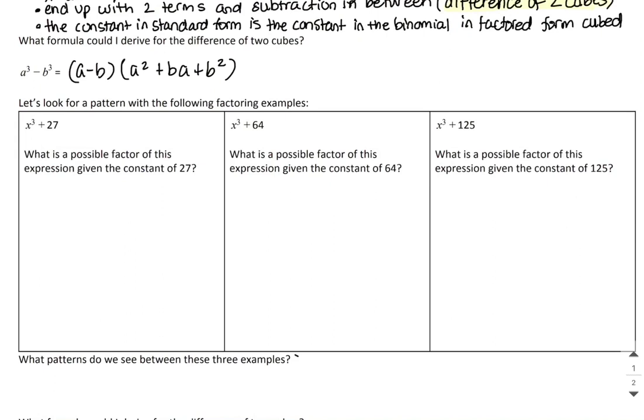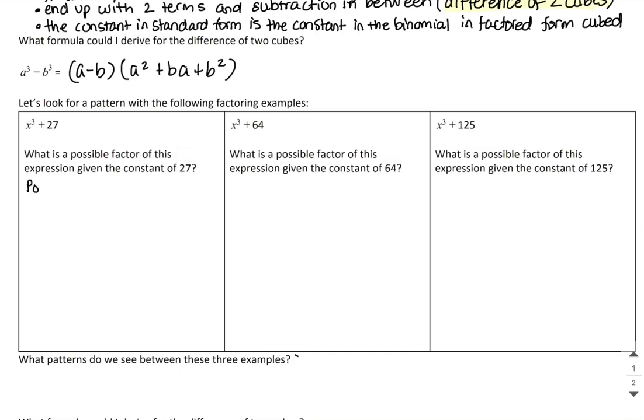The examples we just looked at were the difference of two cubes. Now I want to look at these three examples, which are the sum of two cubes. I'm going to try to factor these things based on the constants that I see in them. What are possible factors I want to think about? For the first one here, x cubed plus 27, I want to think about what's a possible factor of this expression given the constant 27.